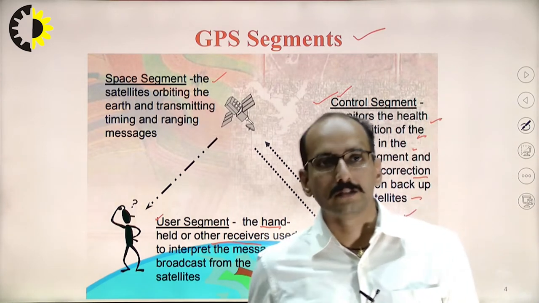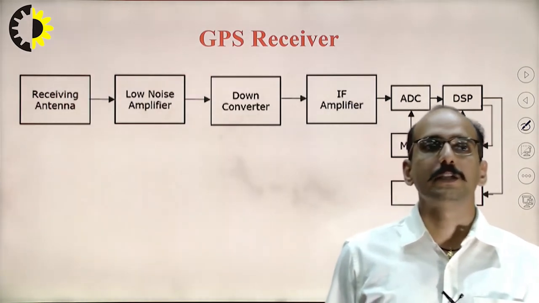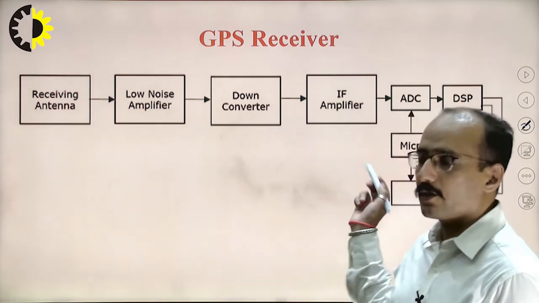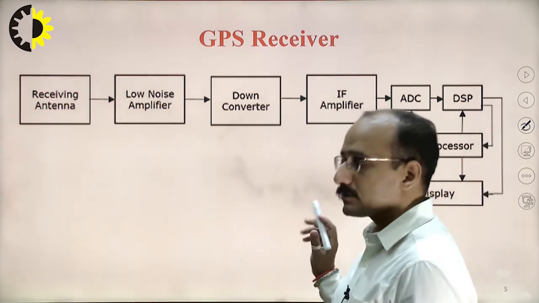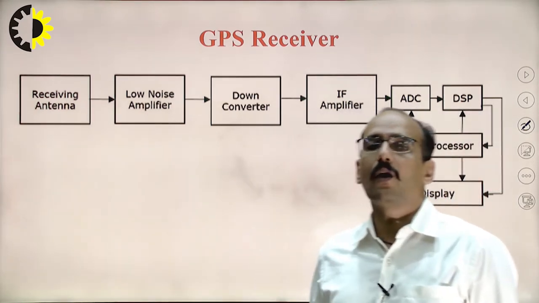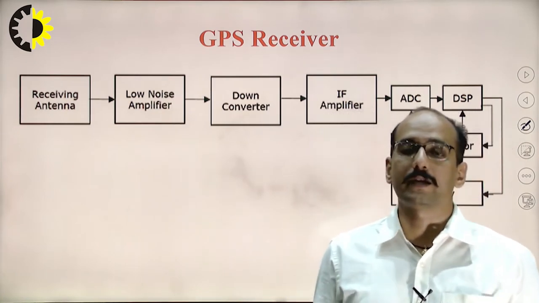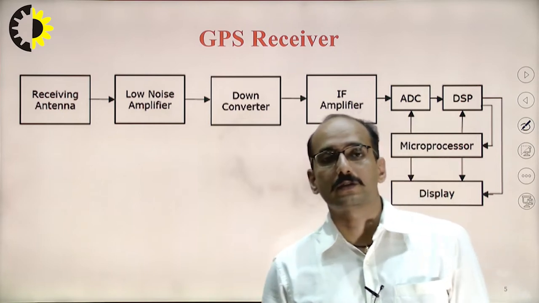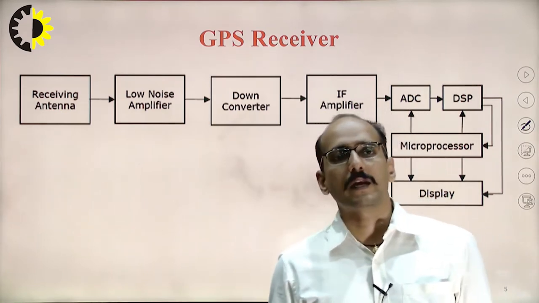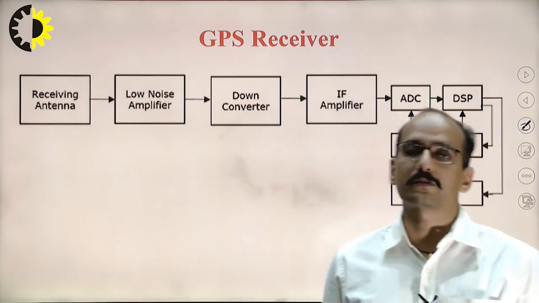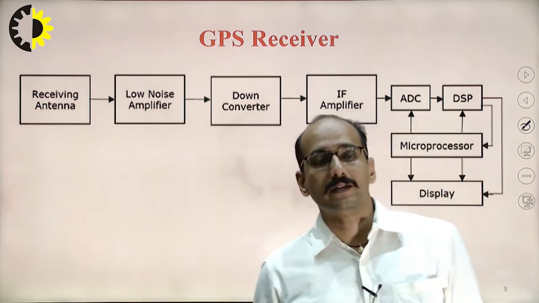So this is the GPS architecture. Then the GPS receiver. When we are talking about the construction, the control station is somehow related to the Earth station. As you are designing that satellite Earth station, the same arrangement and the same structure has to be followed by the GPS Earth stations, the GPS control stations. The other one is the satellite.